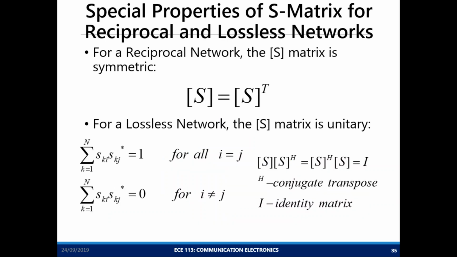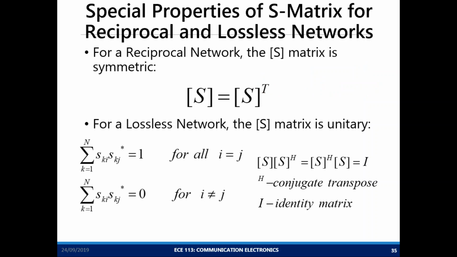Okay. So some special properties for a reciprocal network: since if you have something like this, it's symmetric, basically your S matrix is equal to the transpose of the matrix. Okay? So what does that mean? It just means that it's the same condition as your Z and Y matrices, where Sij is equal to Sji.